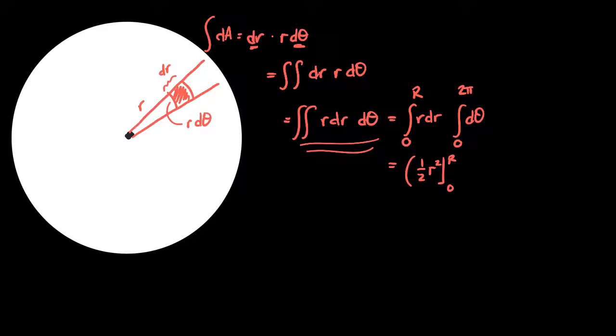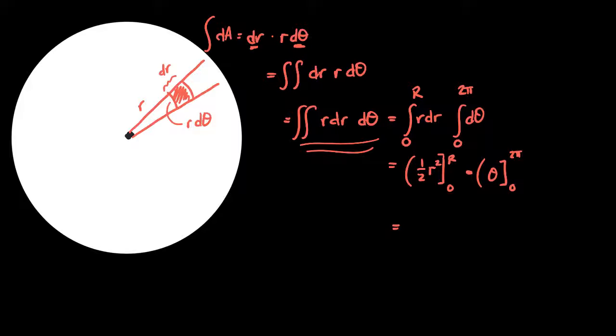I've got to keep putting brackets because Mr. Bright likes the brackets. Times theta evaluated from 0 to 2 pi. Good so far? Good. Nobody said a word, so it's got to be just fine.